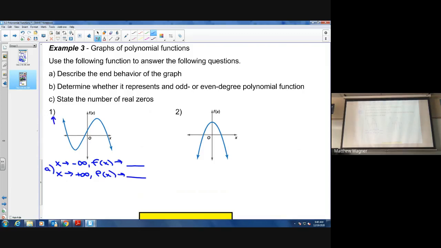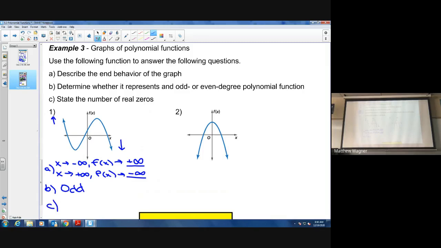Well, as my graph goes to the left, it's going up forever. As my graph goes to the right, it's going down forever. All right. If you remember, end behavior that is different, goes up one way, down another, is always evident of an odd degree polynomial. Okay?